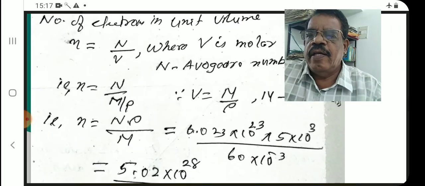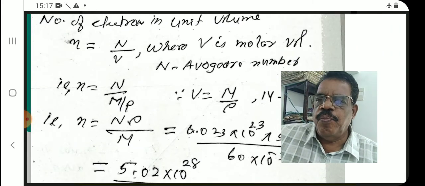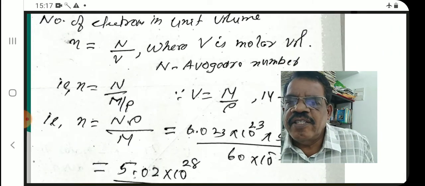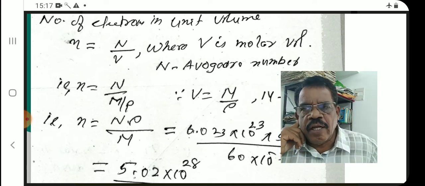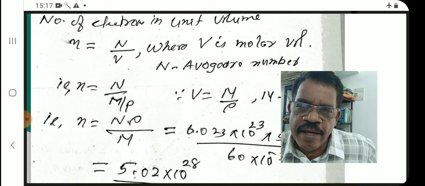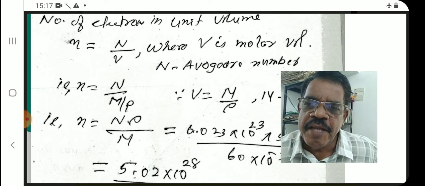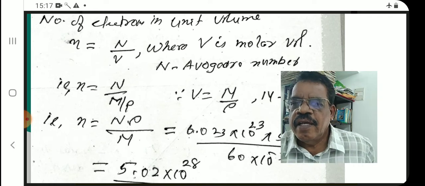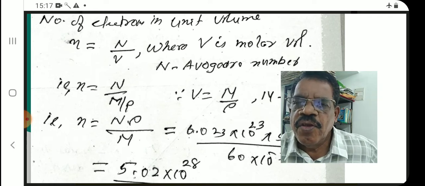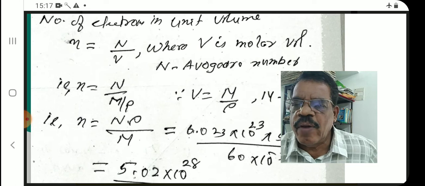You remember that small n is N by V, where V is the molar volume and N is Avogadro number. In the molar volume there are N atoms. Here it is N electrons, since each atom contributes one electron. So we write n is capital N by V, V is molar volume and N Avogadro number.